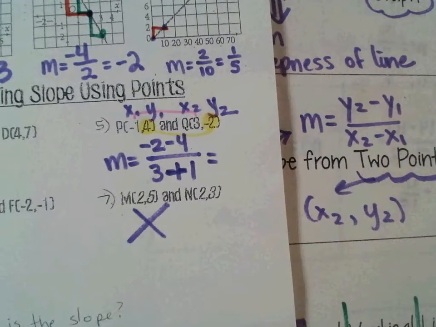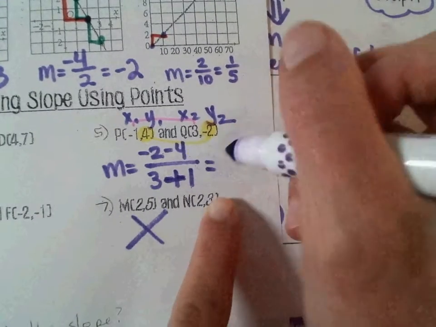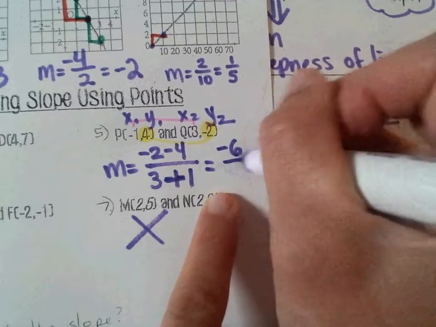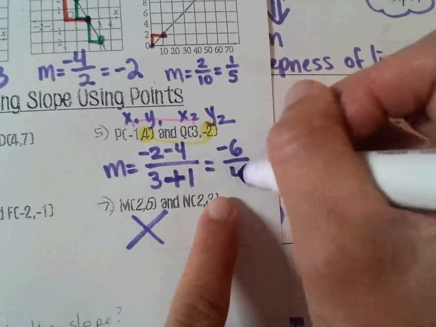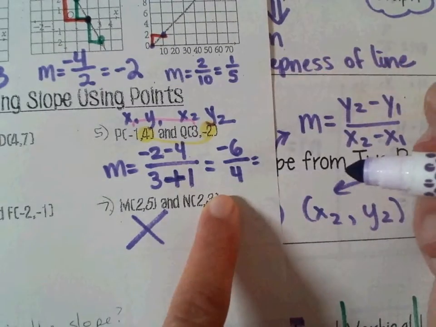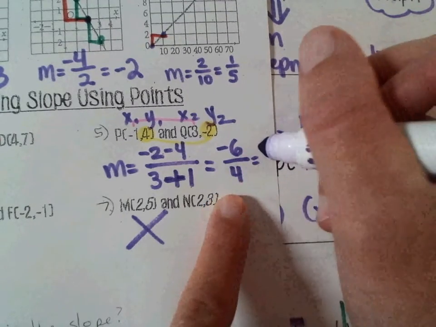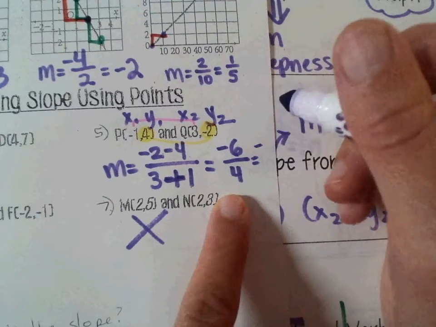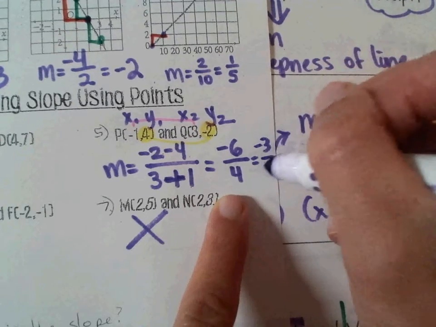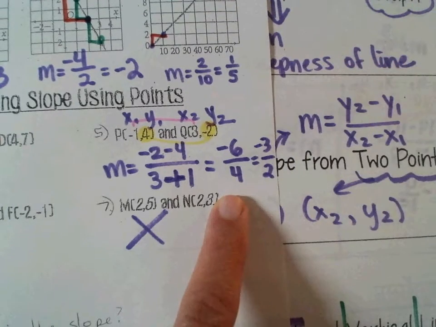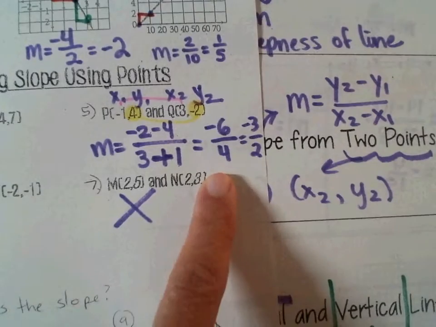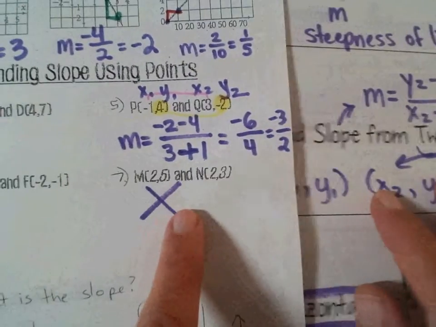So this is where you can type it in on your calculator, or you can do it in your head. What's -2 minus 4? -6. What's 3 plus 1? 4. So both of those divide by 2. It's negative 1.5. We would prefer a fraction. Negative 3 divided by 2 is your fraction. Got no more space for that. Okay, well, I barely fit that either.